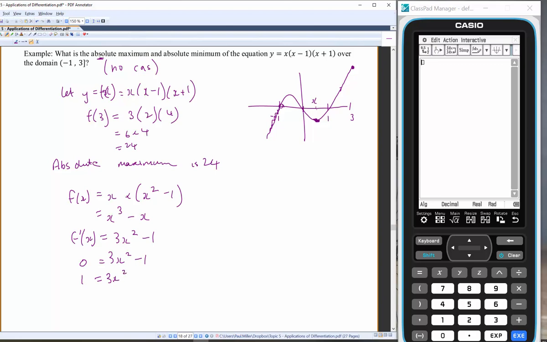1 equals 3x squared. X squared equals a third. X is equal to plus or minus 1 over root 3. Okay, so obviously the negative version of that is this one here. So we're going to say the min occurs at x equal positive 1 over root 3. So we're going to do f of 1 over root 3 equals. What we've got to do is slam that into f of x.